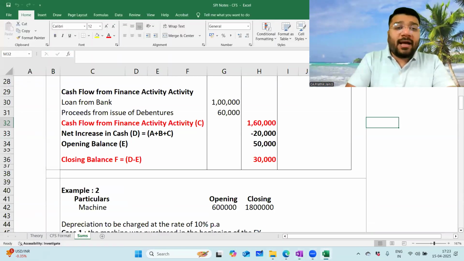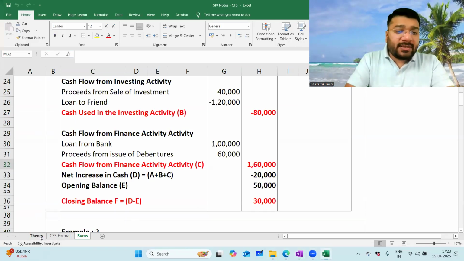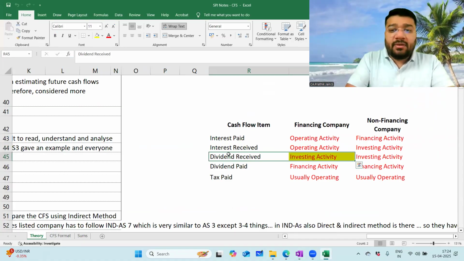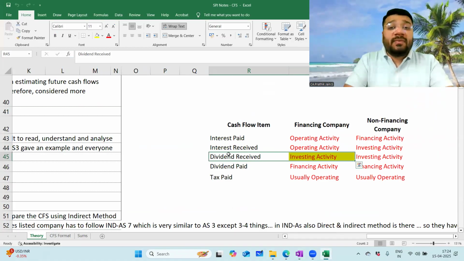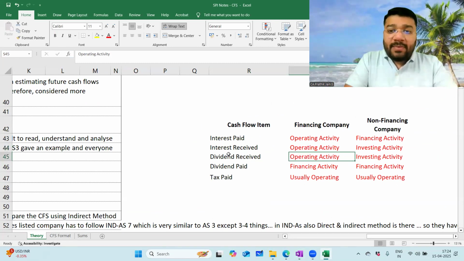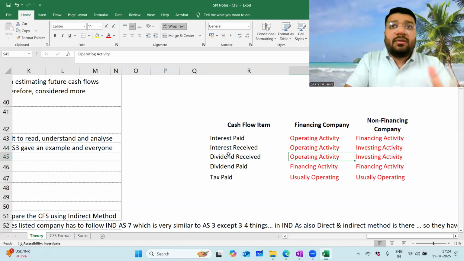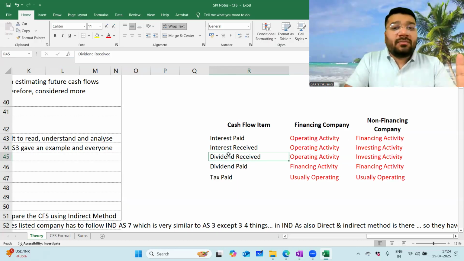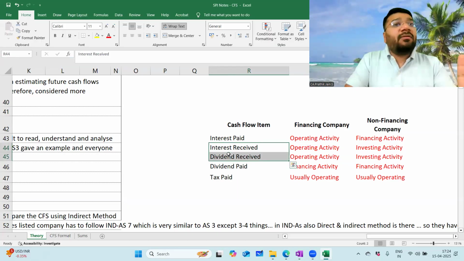One student had asked me, sir, in the last class we were discussing this point, but we did not conclude what dividend received is. It is what activity? For a financing business, interest received and dividend received are by default operating activity. I thought we would discuss it at the end, but I forgot to discuss this point. For a financing company, interest and dividend received are both operating. No doubt in that.